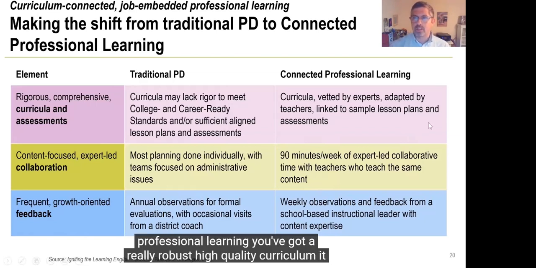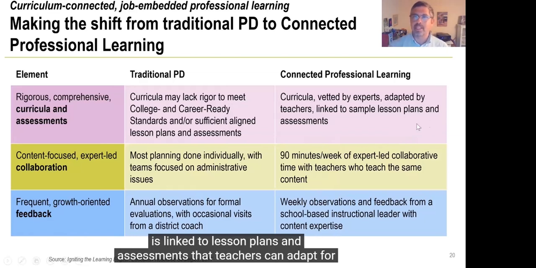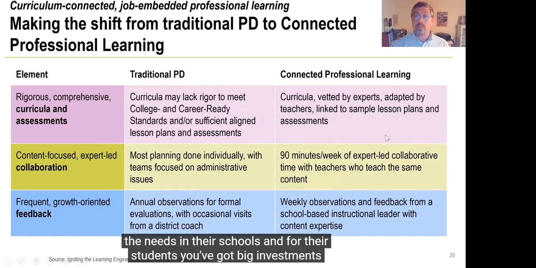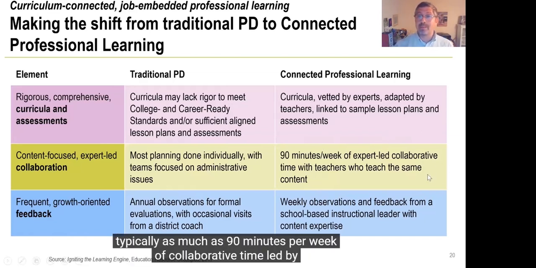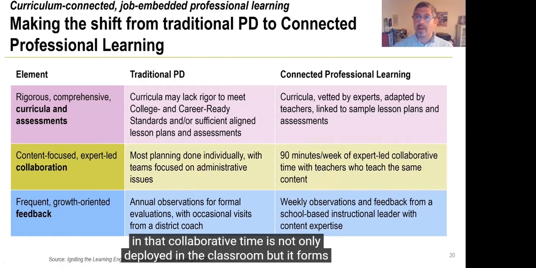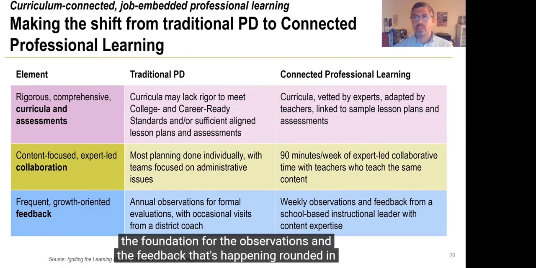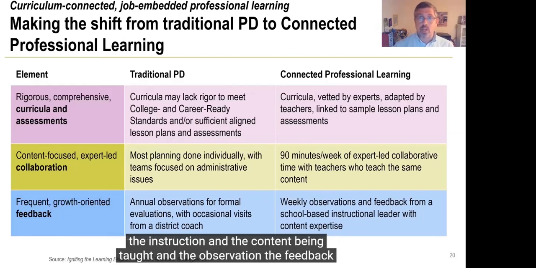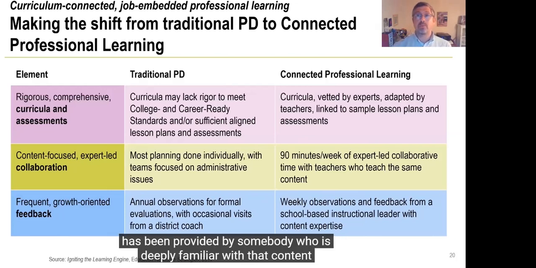In connected professional learning, you've got a really robust, high-quality curriculum. It is linked to lesson plans and assessments that teachers can adapt for the needs in their schools and for their students. You've got big investments, typically as much as 90 minutes per week of collaborative time led by instructional experts focused on content. And the learning that is happening in that collaborative time is not only deployed in the classroom, but it forms the foundation for the observations and the feedback that's happening, grounded in the instruction and the content being taught, and the observation and feedback is provided by somebody who is deeply familiar with that content.